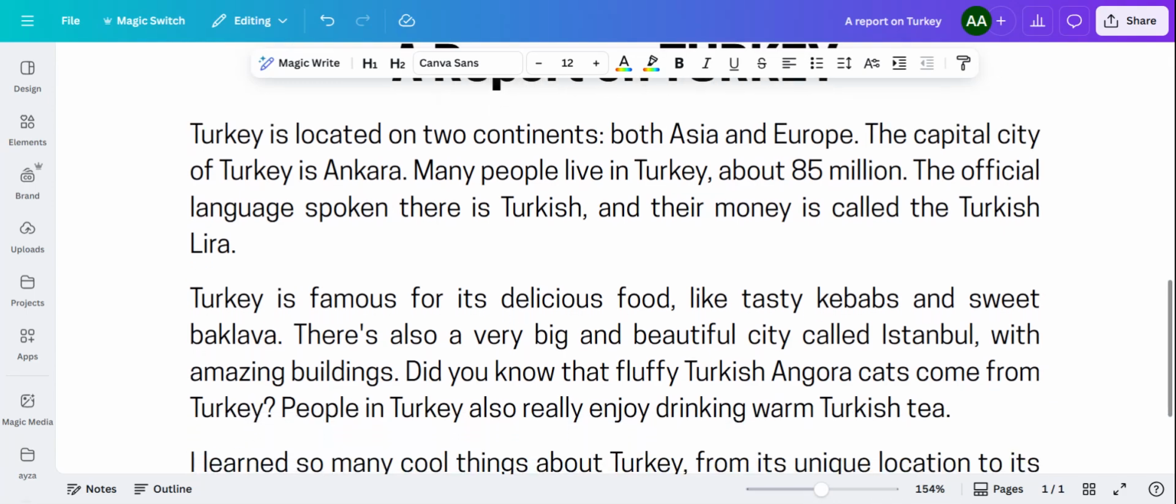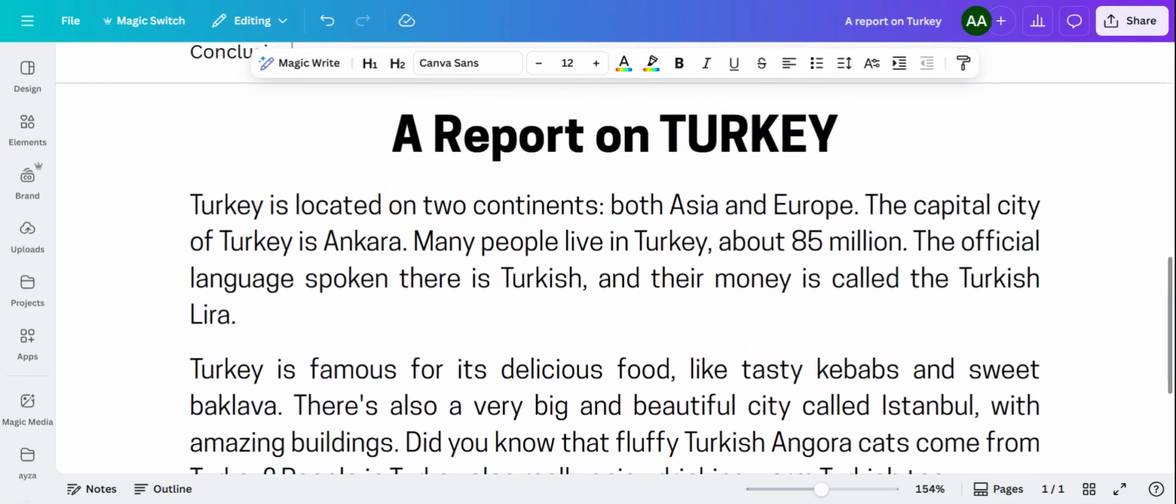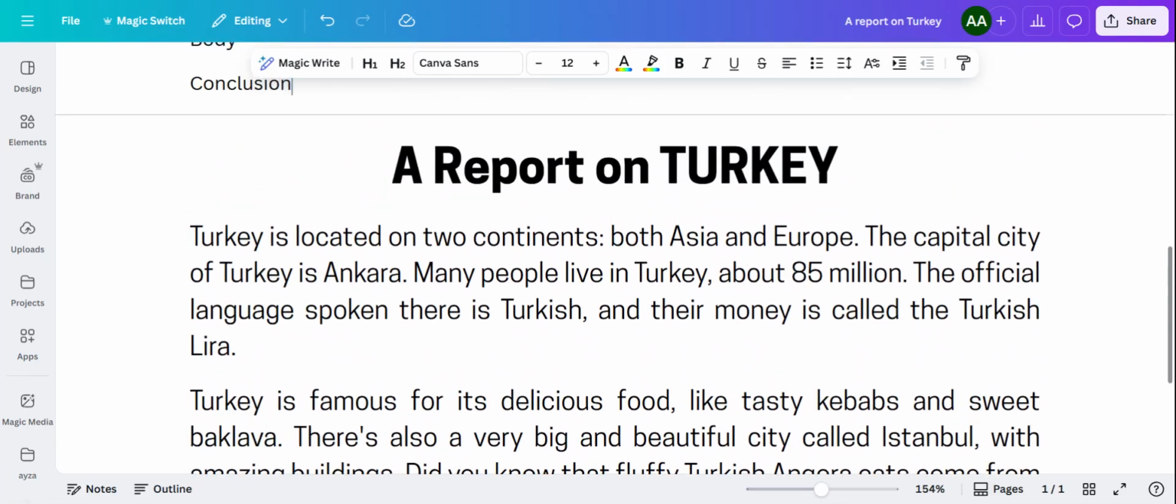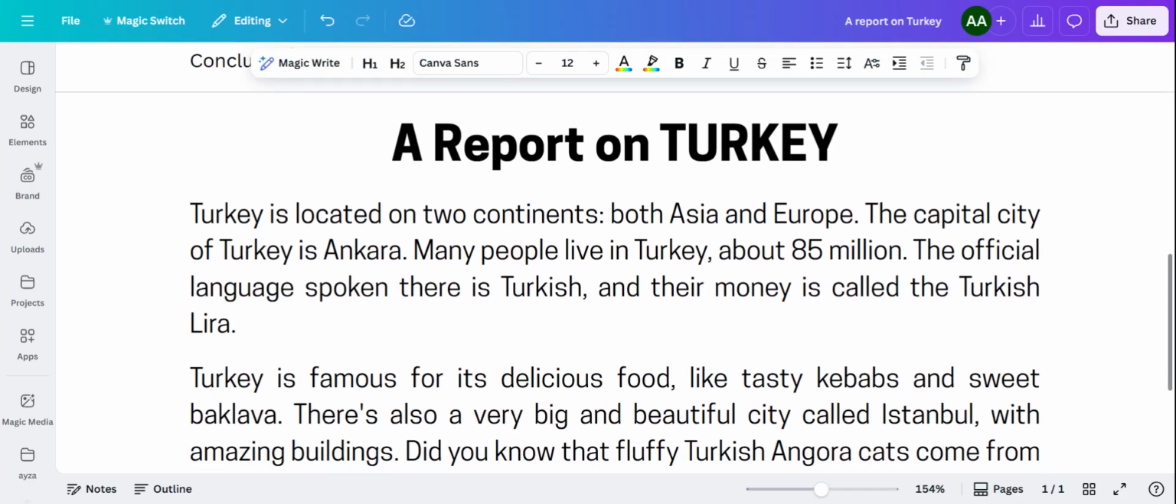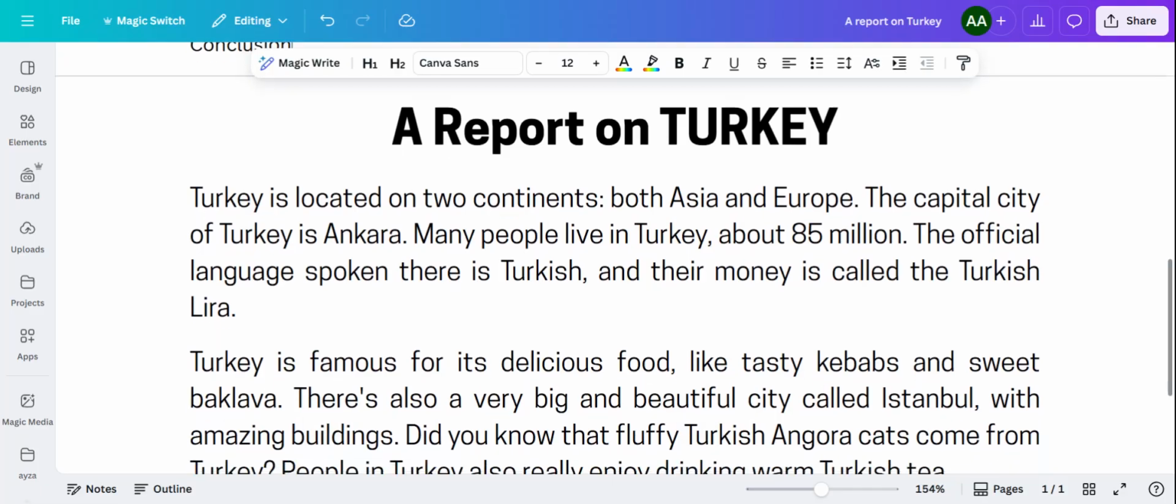So let's look at the sample first, and then you will see how we have arranged all these facts into proper paragraphs. On the top, we have given the heading. Without a heading, please remember you must not start any genre. So the heading is a report on Turkey. Now let's move to the first paragraph. Turkey is located on two continents, both Asia and Europe. The capital city of Turkey is Ankara. Many people live in Turkey, about 85 million. The official language spoken there is Turkish, and their money is called the Turkish lira.